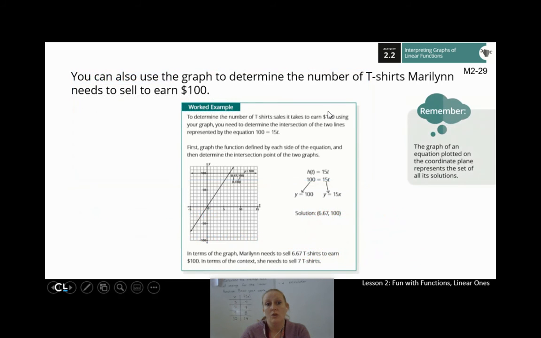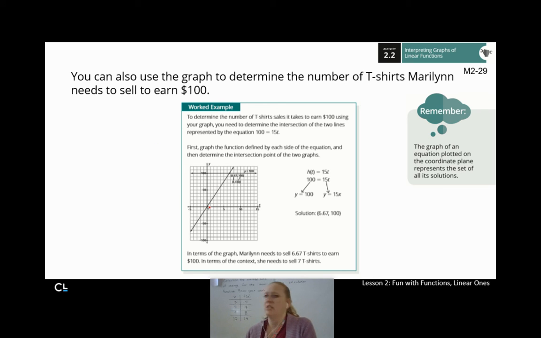Now, not only could we use the equation, which we did, to determine the number of t-shirts that Marilyn needs to sell to earn $100, do you realize you could have used the graph to determine that as well? True story. You could have used the graph.